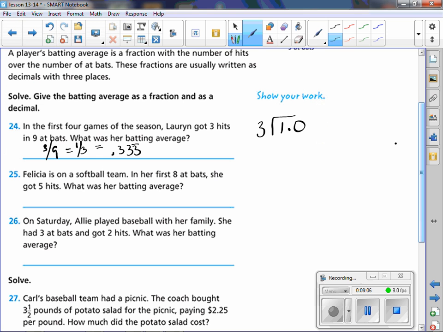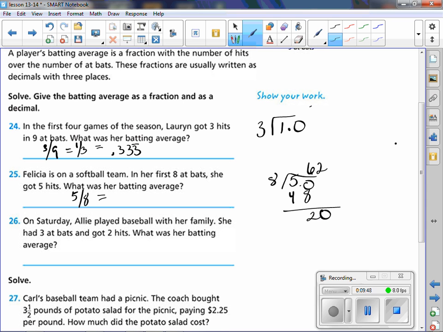Felicia's on a softball team. Her first 8 at-bats, she got 5 hits. What's her batting average? Her batting average is 5/8, right? And then we need to actually divide that out and turn that into a decimal. So numerator goes under the division house, 5. We're going to divide that by 8. 8 can't go into 5, so we have to add a 0. 50 divided by 8 is 6. 6 times 8 is 48. Bring down that 2. I can add another 0 on because I can keep adding those on. 20 divided by 8 is 2.